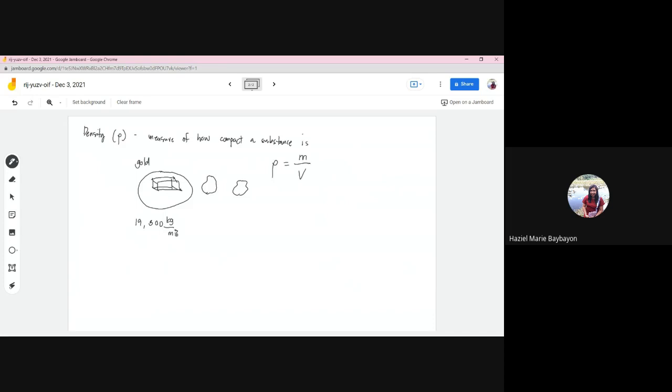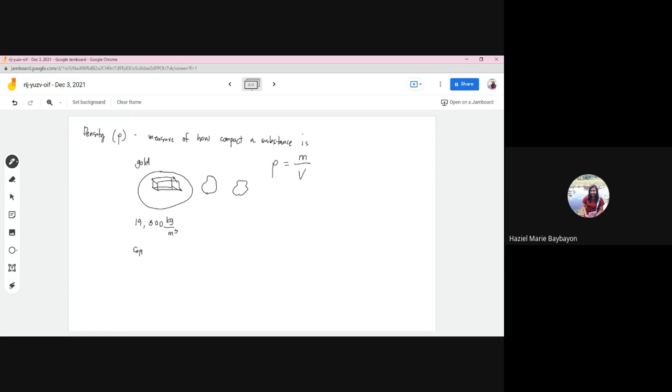Okay, so for example, for an object that has a regular or well-defined volume or mass, naa siya unique nga density, or each object has a unique density. So for example, this is for gold or copper.